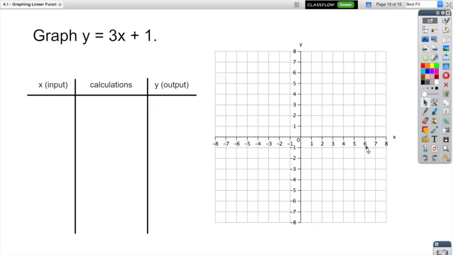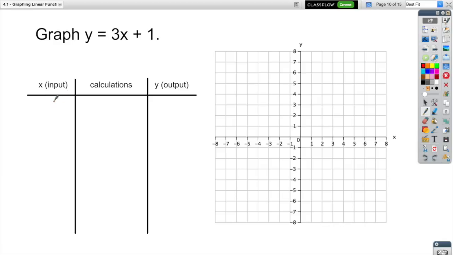All right, so here's an example. And notice the instructions have just changed a little bit. Instead of filling in the table for this linear function or linear equation, they're asking us to graph it. So what we want to do is basically go through the same process we did before, except we're going to just add one more step on the end. So first thing we're going to do is add in some numbers for our input for x.